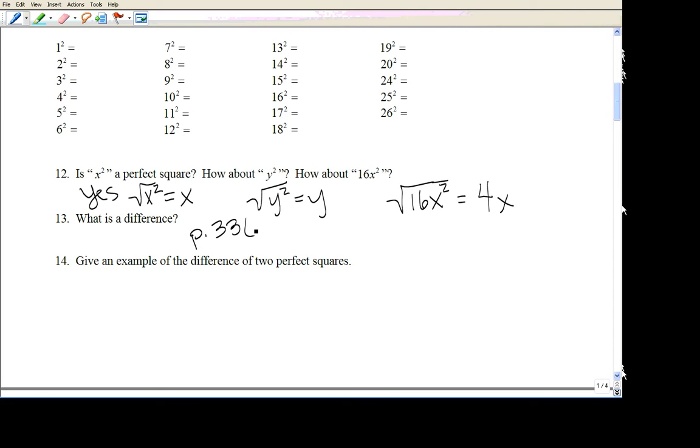So if we want to give an example of the difference of two perfect squares, how about x squared minus 25? This is just one example of course, an endless number of possibilities. But it's a difference because of that minus sign in the middle. X squared is a perfect square, and 25 itself, you just ignore the sign, is a perfect square. So that's a difference of two perfect squares.